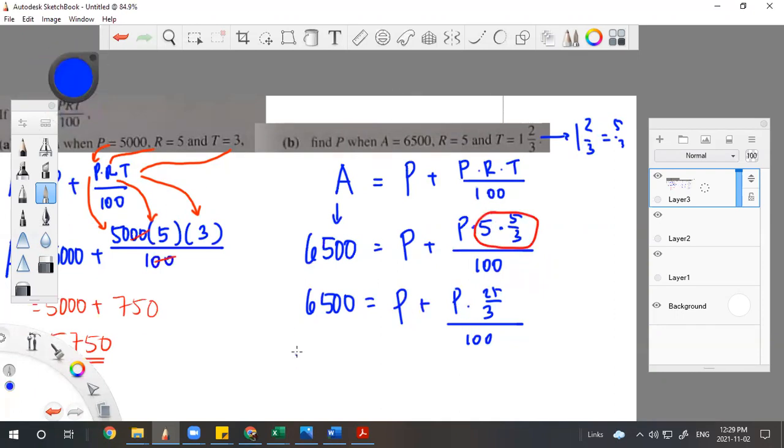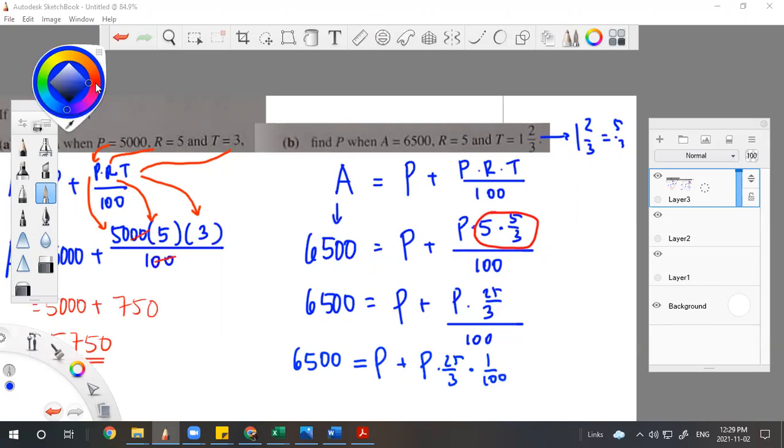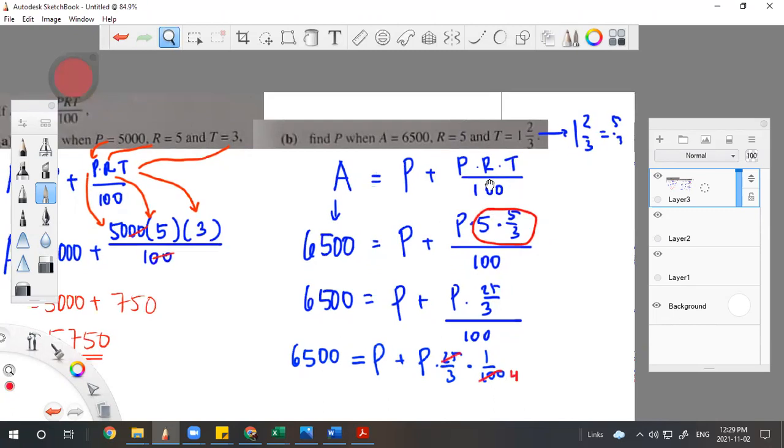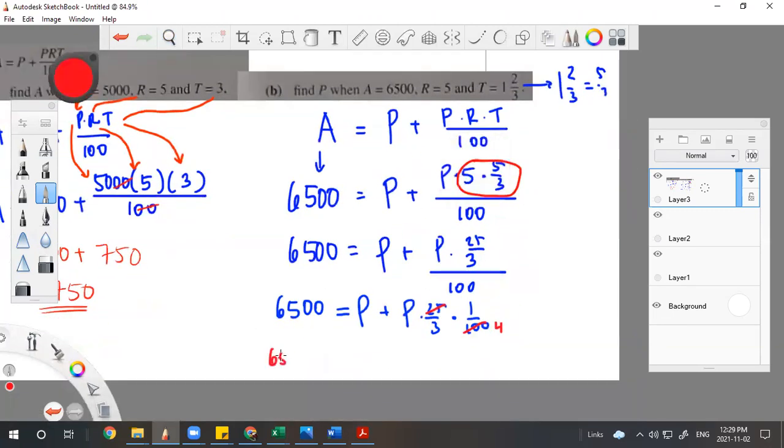Maka tadi I sengaja bikin lepas gini. P plus P times 25/3 divided by 100 means times 1/100, right? Okay, ingat ya, divide by 100 means times 1/100. And you can cross this, becomes 4. So 6,500 equals P plus P times 1/12, right? Nah, atau kita bisa ganti 1/12 P gitu.